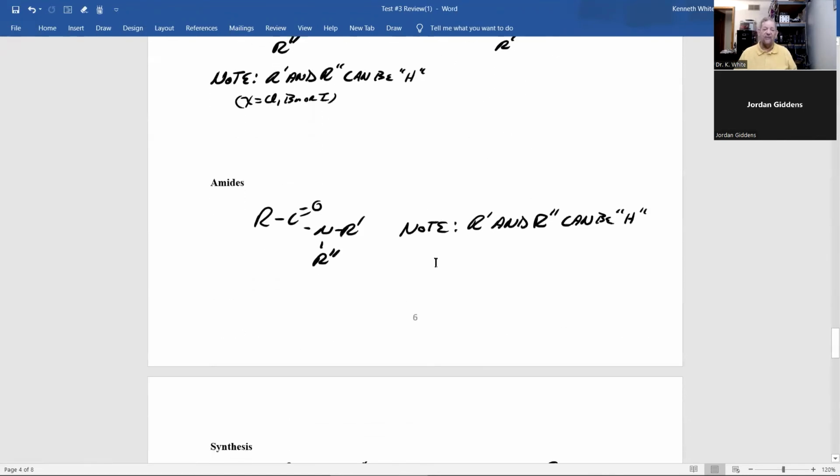Next, I talked about amides. And amides are a carbonyl with a nitrogen on the carbonyl carbon. You have carbons. On the nitrogen, you have R prime and R double prime. And R prime and R double prime can be hydrogen, or they could be alkyl groups. Both or one could be hydrogen or none. And this is an amide.